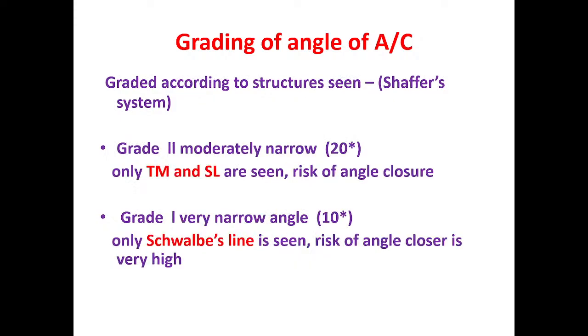Okay. Grade 2 is a moderately narrow angle. Now the spur is also not visible, only part of the meshwork and Schwalbe's line are visible. So it's a grade 2 angle, moderately narrow, and the risk of angle closure glaucoma is there.